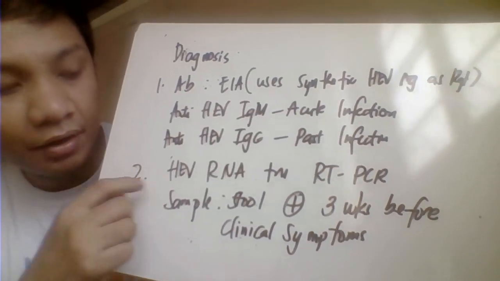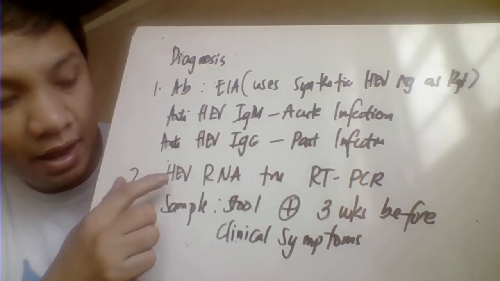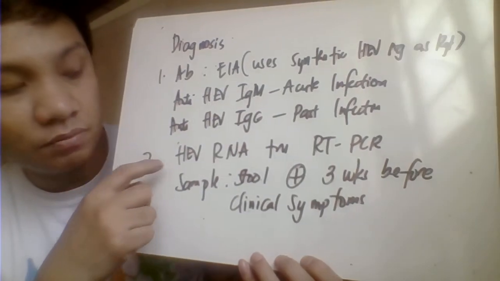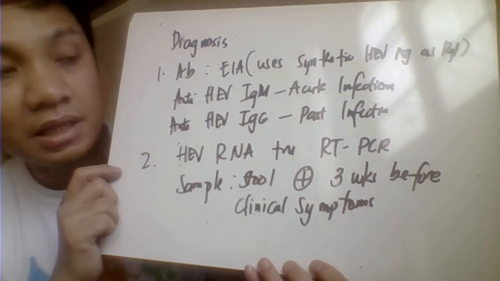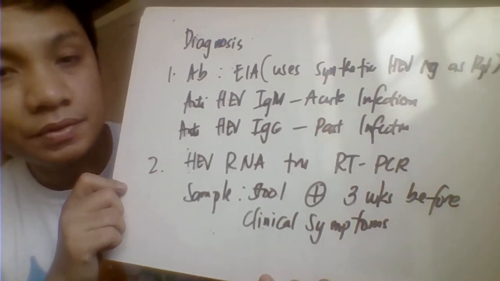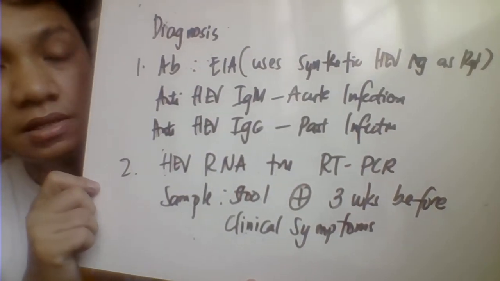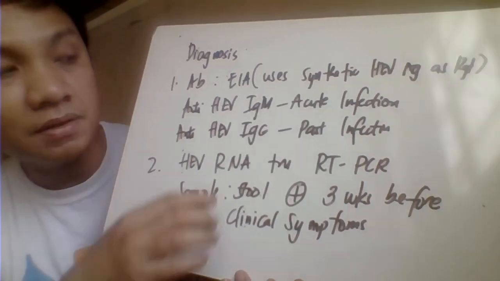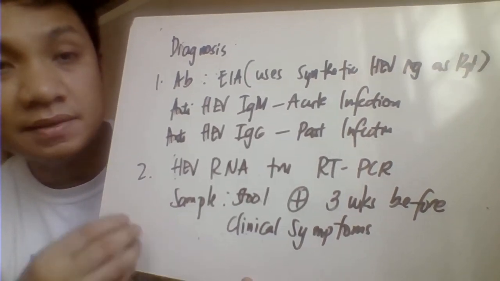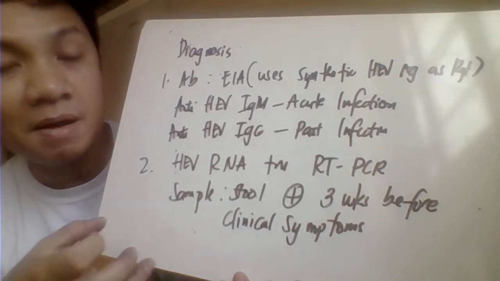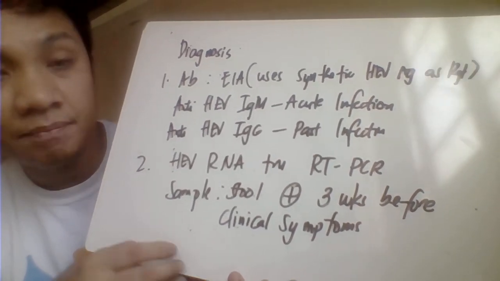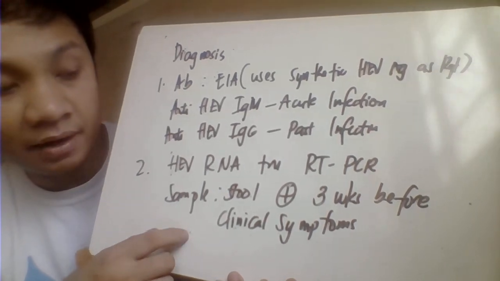Another one, we have here your molecular tests, your HEV RNA. Since this is an RNA na virus, that's what we are detecting. So we have your real-time PCR molecular test. Our sample for that is your stool sample that will give a positive result 3 weeks even before the appearance of your antibody testing. So again, basta molecular test, always na siya ay sensitive, kasi mas mabilis siya mag-positive even before the actual production of your antigen or antibody. And very specific for that because it's molecular.